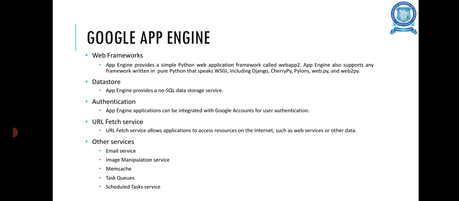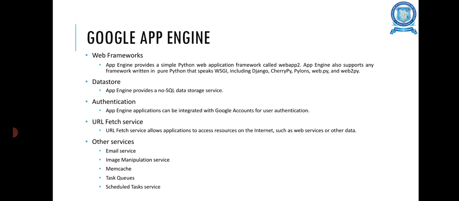Google App Engine. Google App Engine is an application service cloud computing platform for developing and hosting web applications in Google managed data centers. Google App Engine is a way to write your own web applications and have them hosted on Google servers. For that purpose, it uses a web framework. App Engine provides a simple Python web application framework called WebApp2. Then for data store, App Engine provides NoSQL data storage. Then for authentication, App Engine applications can be integrated with Google accounts for user authentication.